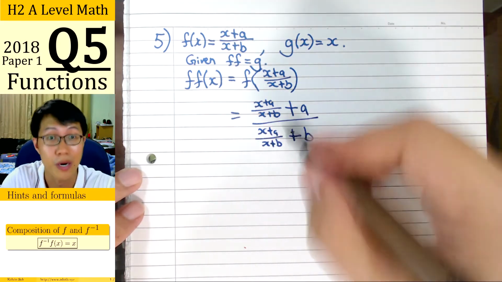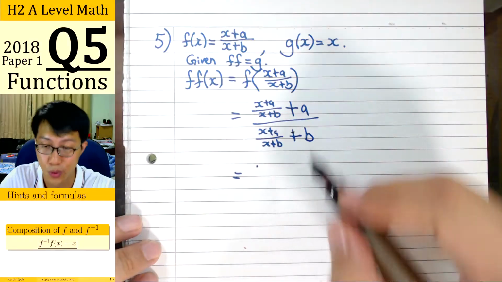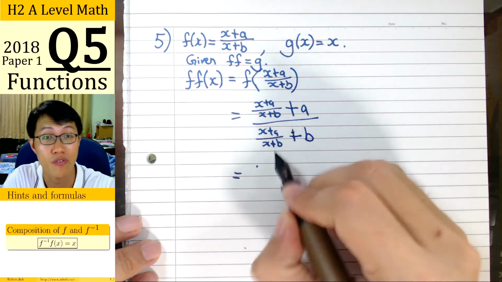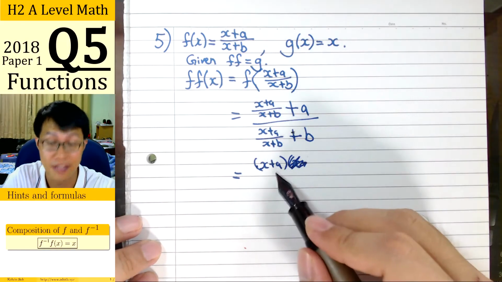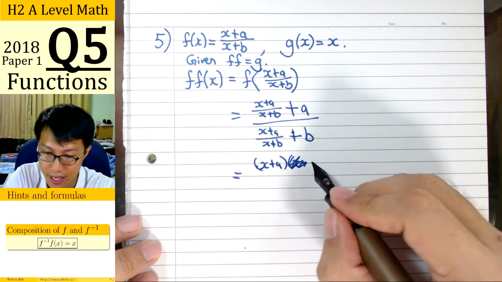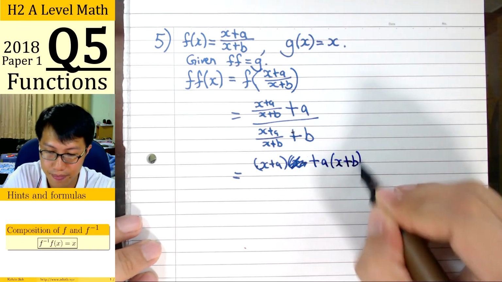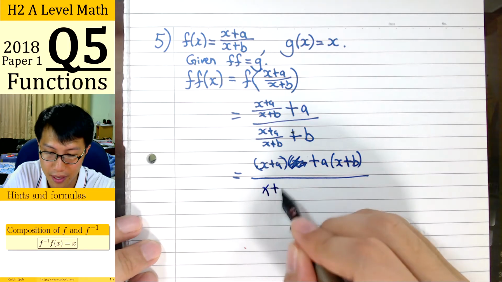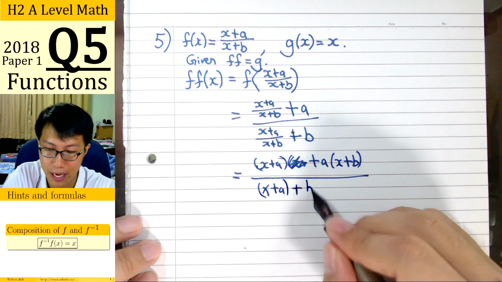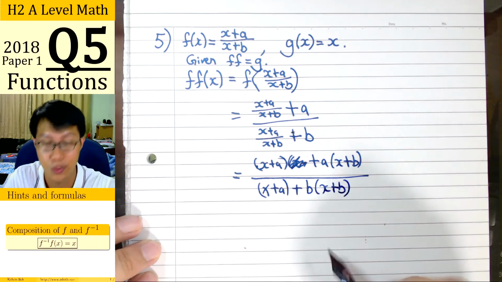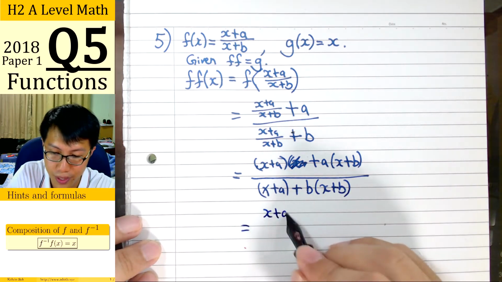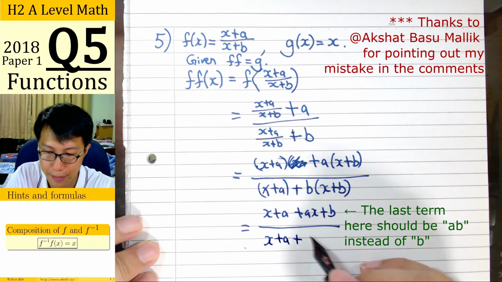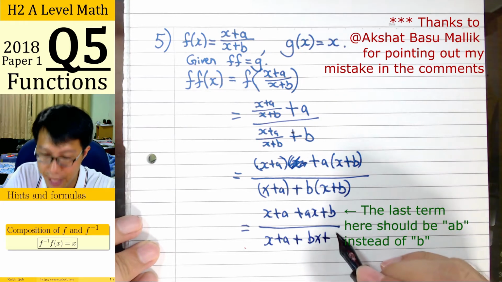So now a lot of algebra work to simplify these fractions. We will multiply both the numerator and the denominator by (x plus b) to get rid of this fraction over here. So multiplying this fraction by (x plus b) gives us just x plus a. Multiplying a with (x plus b) gives us a(x plus b). The denominator is multiplied by (x plus b) as well. This fraction becomes x plus a, and b will multiply by (x plus b). So we'll expand and simplify. x plus a on the numerator plus ax plus b. On the denominator, we have x plus a plus bx plus b squared.